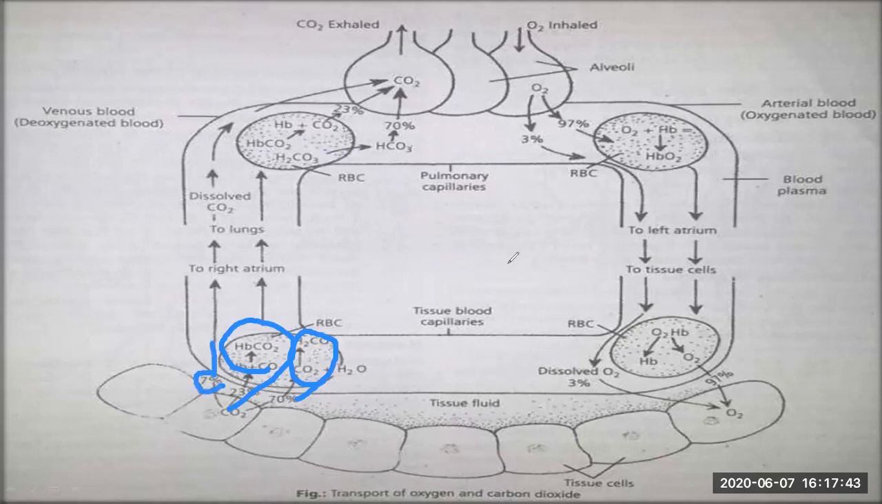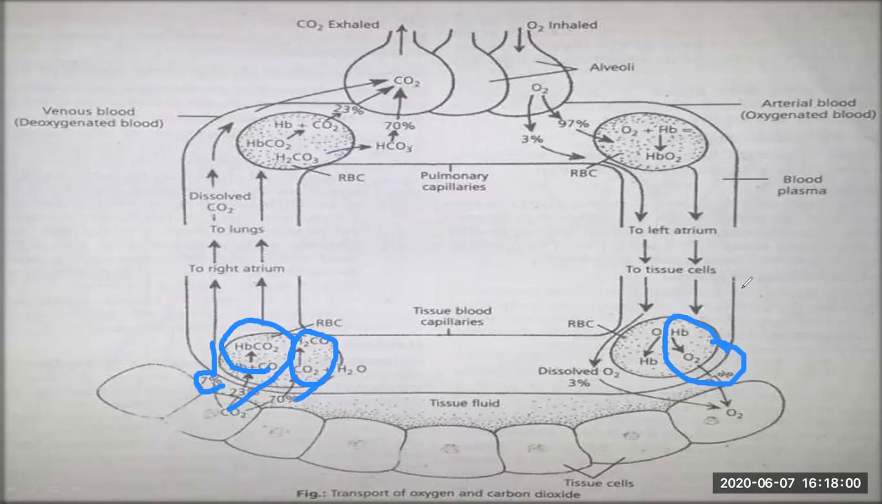This is correct. And for oxygen, 97% binds with the hemoglobin molecules, and 3% dissolves in the blood plasma. So this is the transport of the gases you should learn. Before I discuss it, you should understand these two concepts.